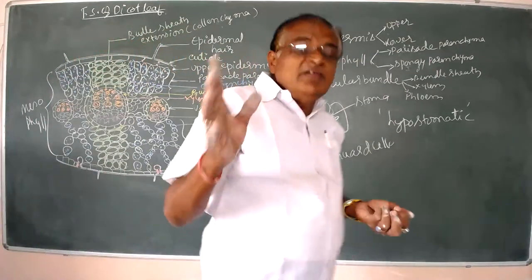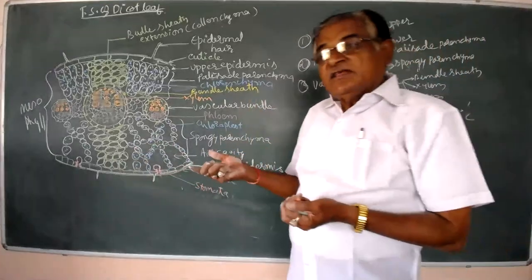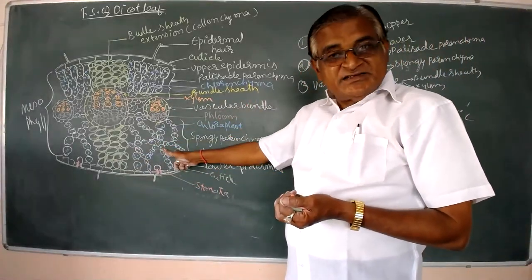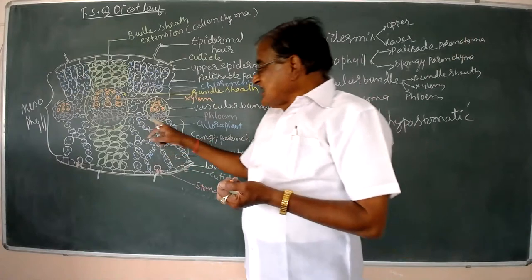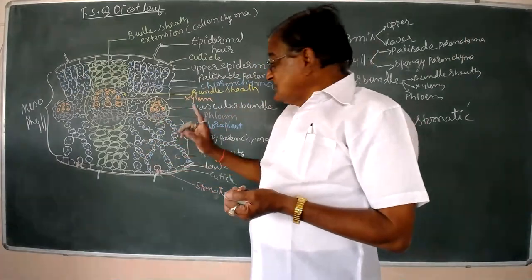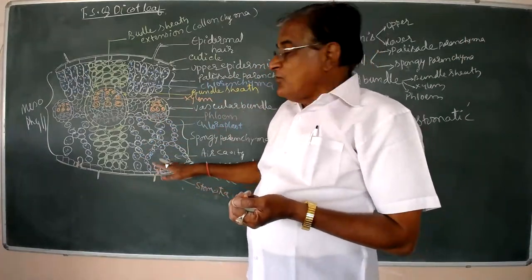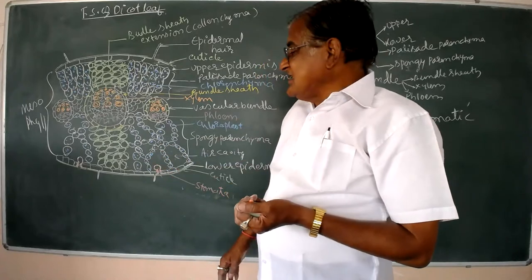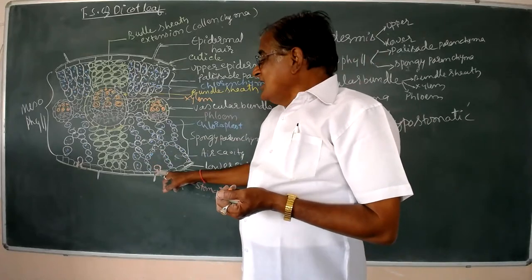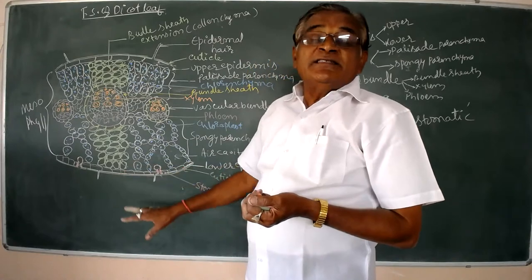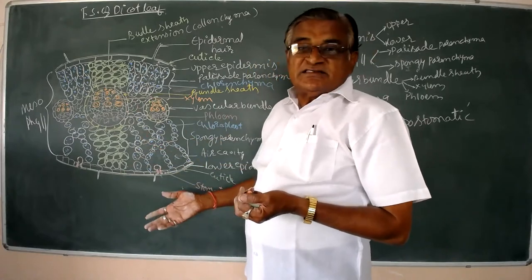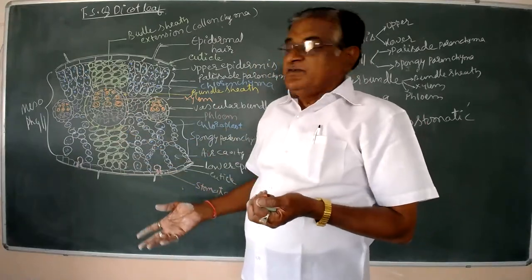And it performs three physiological functions. One is that it is involved in transpiration. The second one is the exchange of gases. The third one is a little amount of photosynthesis. Towards the lower epidermis, you will find the stomata through which the exchange of gases and transpiration will take place.